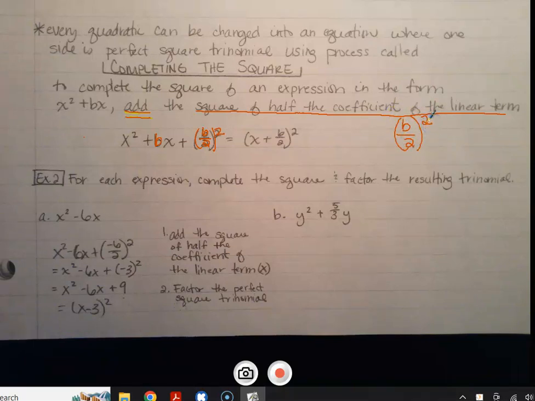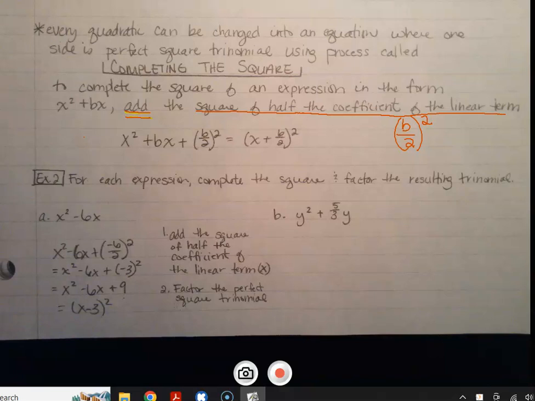Why do you do that? Because it's going to make it a perfect square. It's only when it's not already a perfect square.